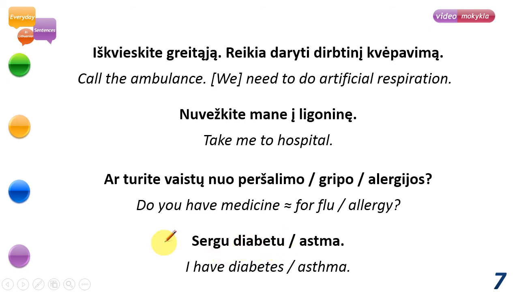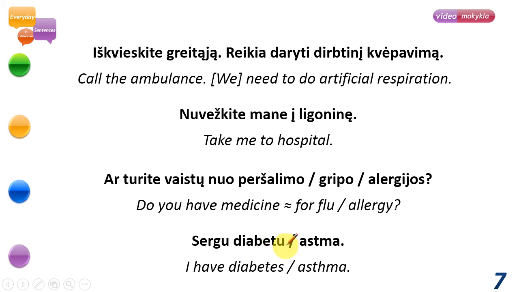Sometimes people stress diabetu, but the correct version is sergu diabetu. I have diabetes. Sergu astma. I have asthma. You see the word sirgti, serga, sirgo. To be sick or to have an illness. You can also use this word with gripas, like sergu gripu, I have a flu. Sergu peršalimu, peršalimas, peršalimu. You must use the instrumental case. Sergu peršalimu, sergu gripu, sergu diabetu, sergu astma. You have to use the instrumental case, diabetas, diabetu.